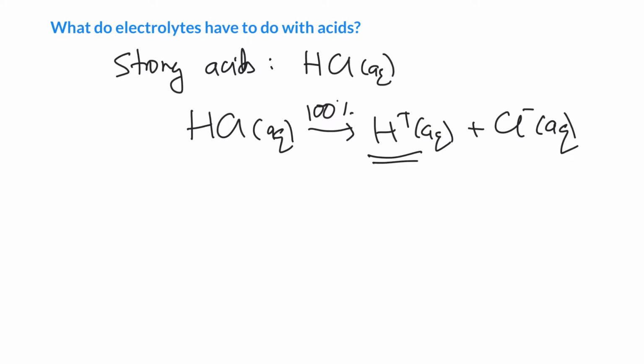And it's the H+ ion that makes something an acid. So hydrochloric acid is a strong acid, and it has hydrogen in it, but the reason it's strong is that every hydrogen breaks off when it hits water.